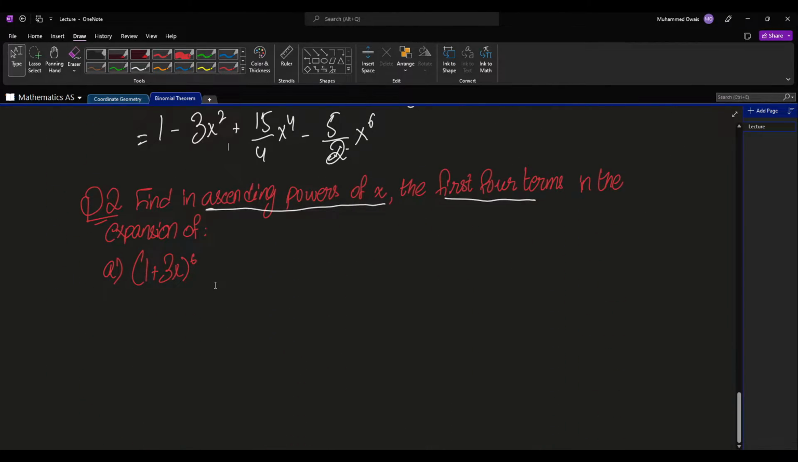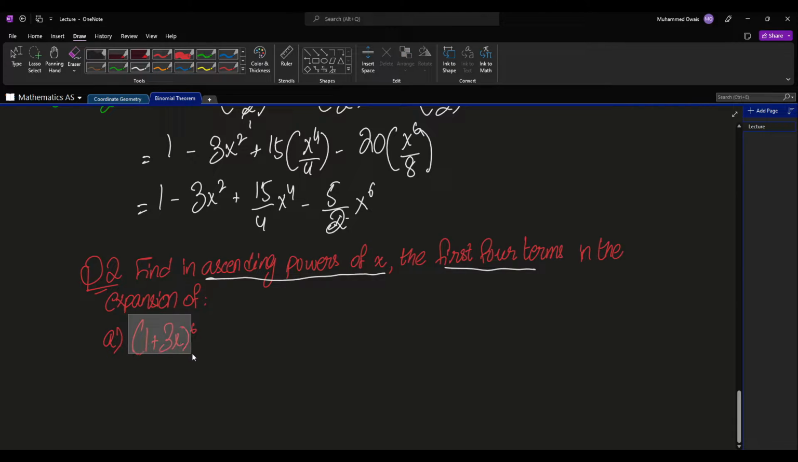So basically, we don't need to worry about it, as we have a positive power. So we do not need to worry about ascending power of x. All we need to do is find the first four terms in this expansion. So let us do that.